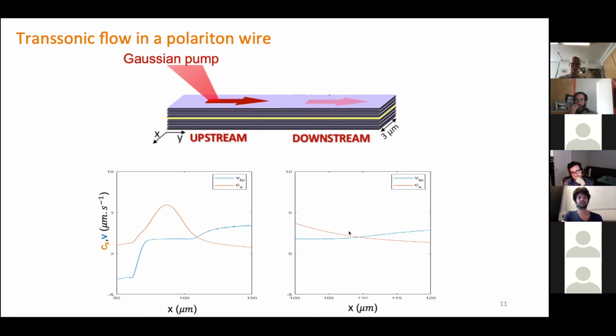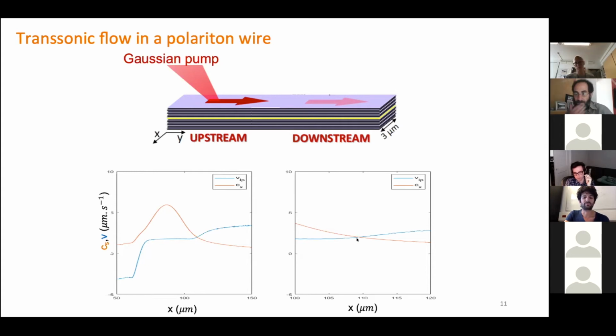And here again, I plot the flow velocity of the polariton in blue and the speed of sound in orange. And on the right-hand side, I zoom simply around the horizon, or around this crossing point. And we see that this crossing point is not very sharp. I mean, really, the flow velocity of the polaritons doesn't increase very, very fast at this crossing point, at this horizon.